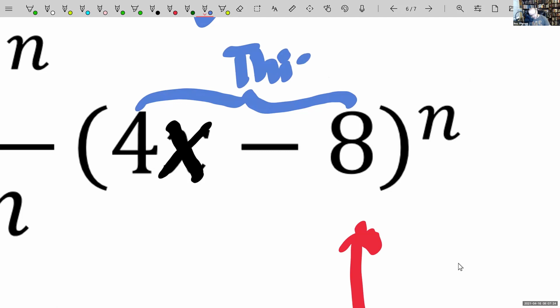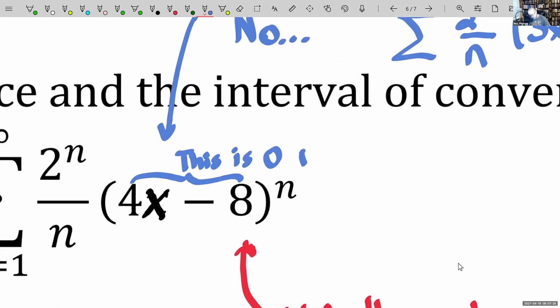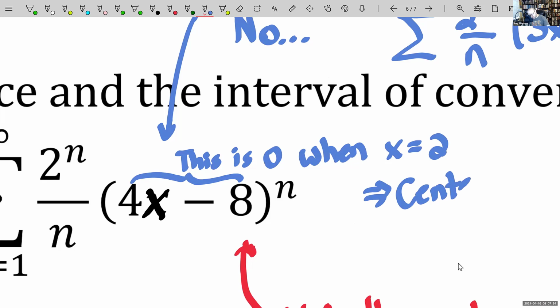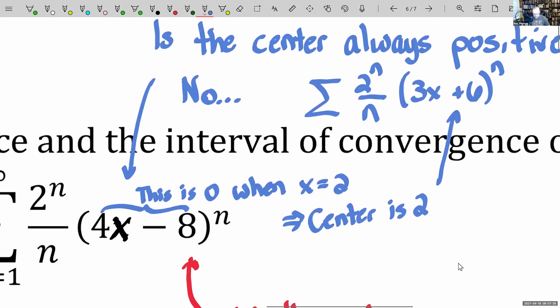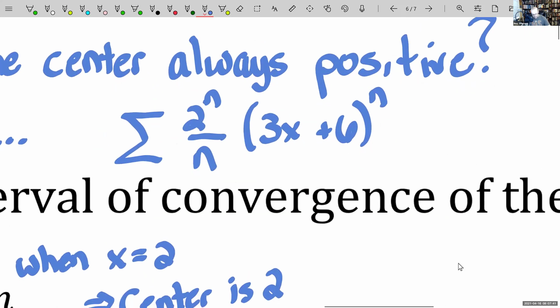This is 0. Ink is too thick. When x is 2, implies center is 2. That's a fast way to find the center. Well, I don't want that arrow there.